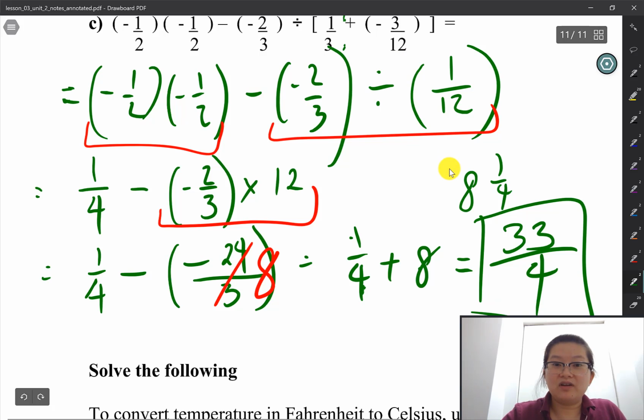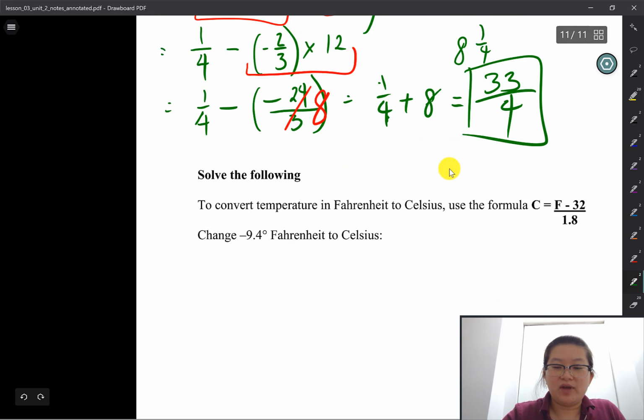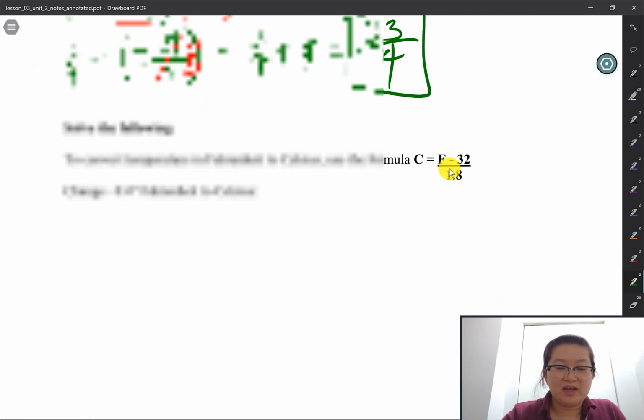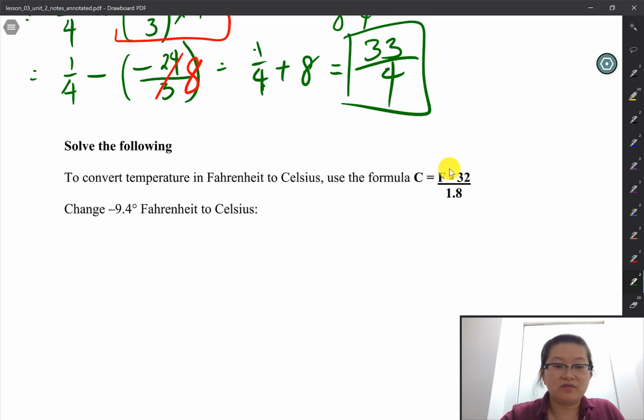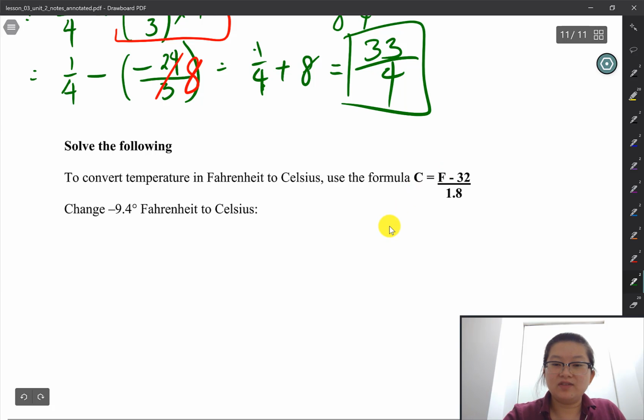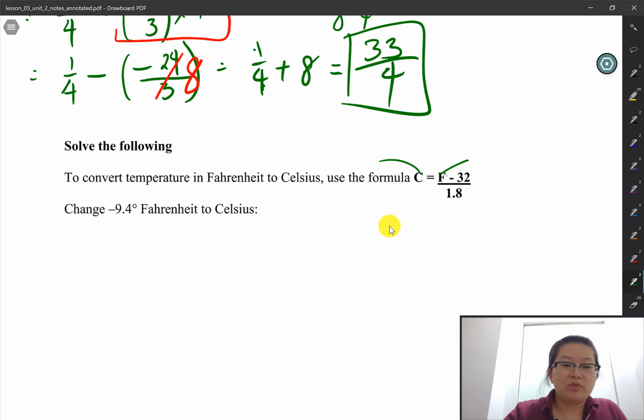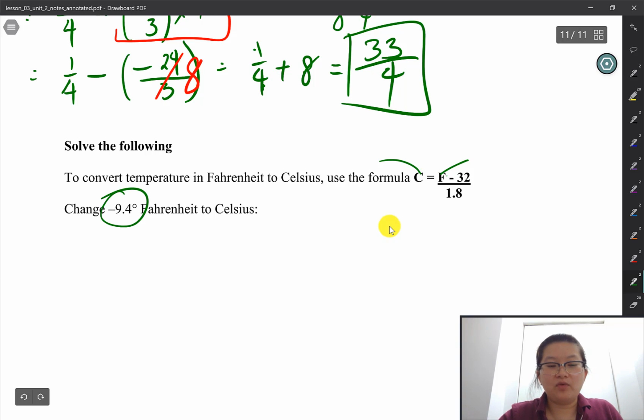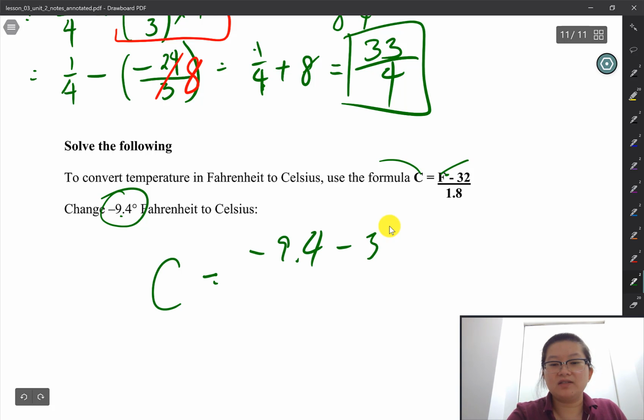Okay, so there you go. That's the try yourself. Okay, we have one last one to do. Here is solve the following. To convert temperature in Fahrenheit to Celsius, use this formula. F is the Fahrenheit number, C is the Celsius number. We want negative 9.4 degrees Fahrenheit to Celsius. So we're going to substitute negative 9.4 in this equation, which is negative 9.4 minus 32 divided by 1.8.